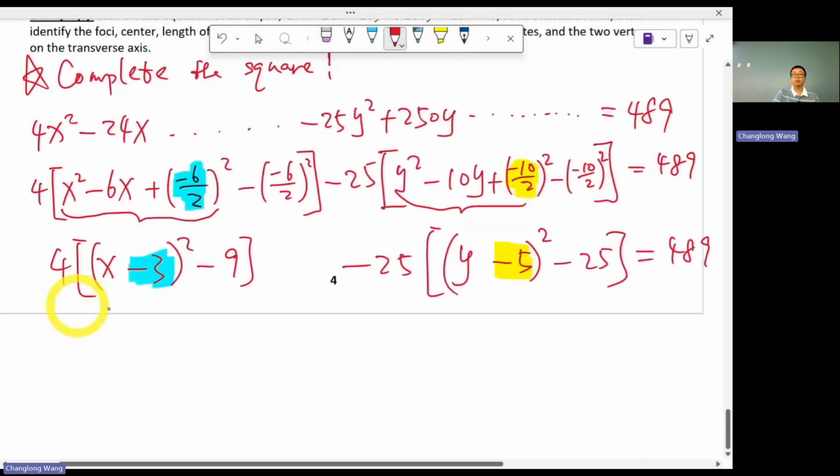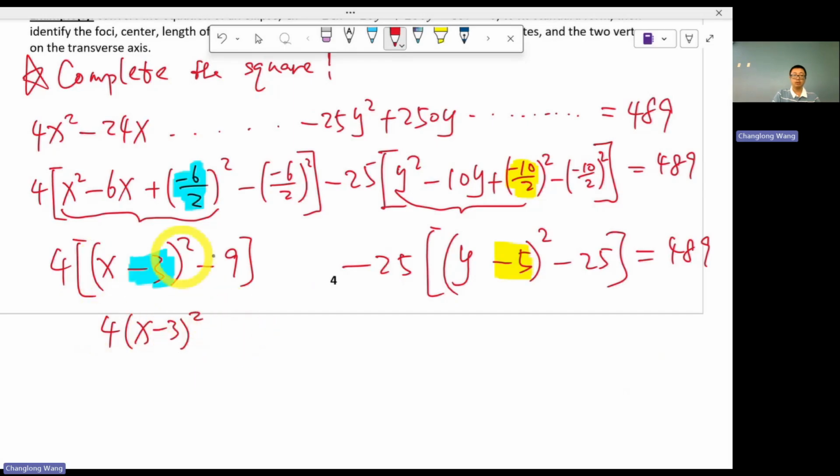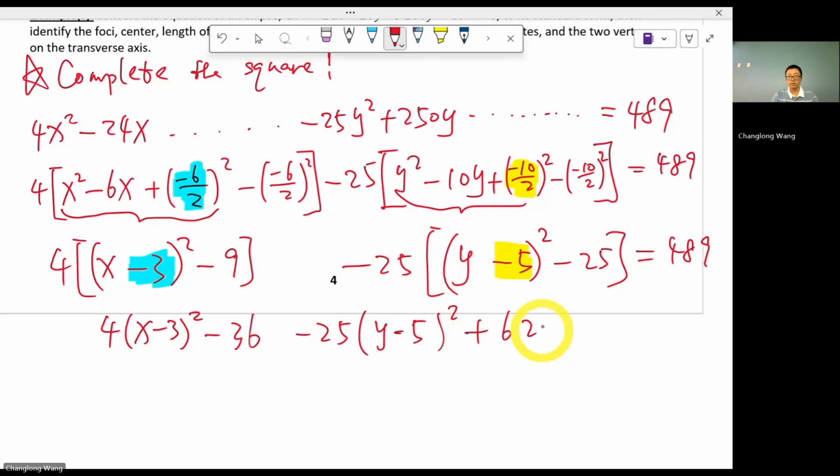Okay. Now distribute the 4, so you get 4 times x minus 3 squared, right? When 4 hits the 9, you get -36. Then you still have -25, right? Distribute it into the bracket, so you get y minus 5 squared with the -25. But -25 hits another -25 will be positive 625. Right. You don't have to do mental math, right? It's just, use the calculator. 489. So keep the two quadratic parts.